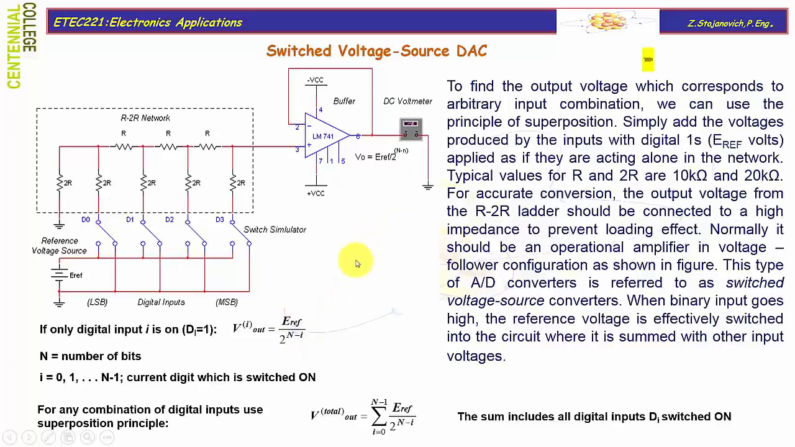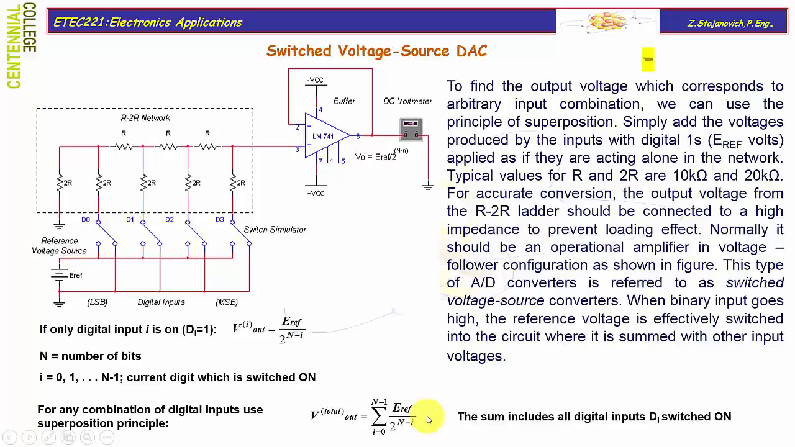To find the output voltage which corresponds to an arbitrary input combination, that means that several inputs or all of them can at the same time be connected to high, we can use the principle of superposition. Simply add the voltages produced by the inputs with digital ones as if they are acting alone in the network. Typical values for R and 2R are around 10 kiloohms and 20 kiloohms.